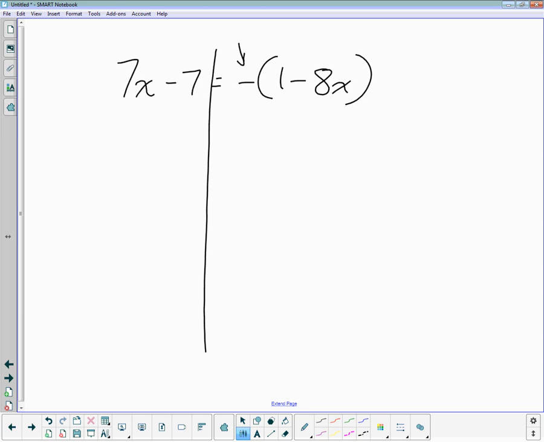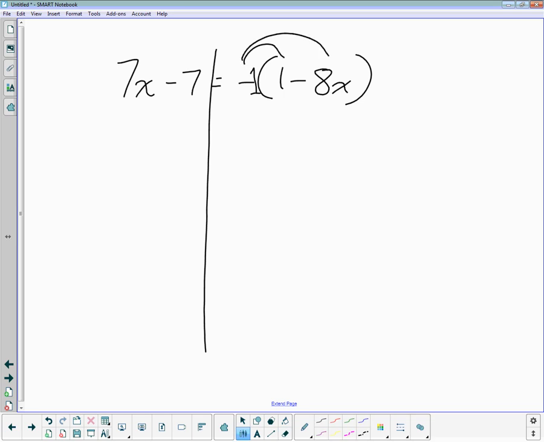What am I really distributing? Yeah, there's a 1 there. We don't see it there, but it is there. All right. Distribute the -1.